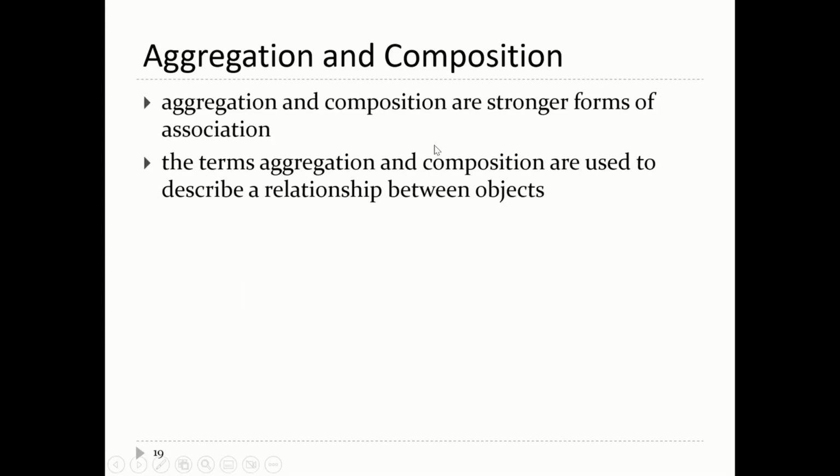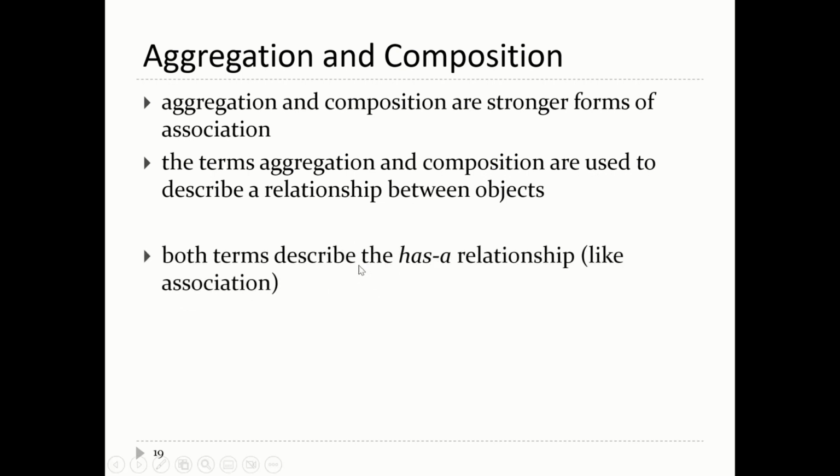So that's association. So dependency, one class uses another. Association, one class has a field whose type is of the other class. Aggregation and composition are stronger forms of association. Both terms describe the has-a relationship, just like association does. Right? So it's a little bit confusing, because you have association, aggregation, and composition. They all mean has-a, but they all mean slightly different things.